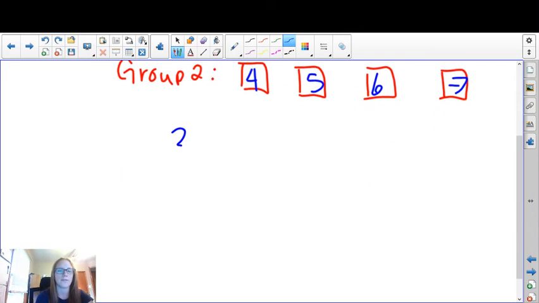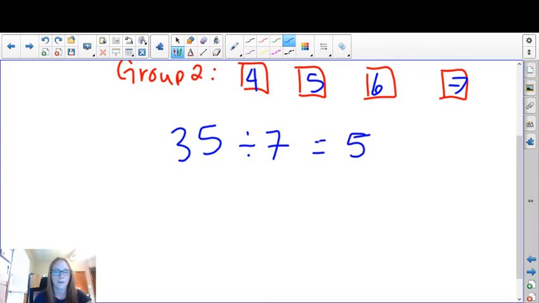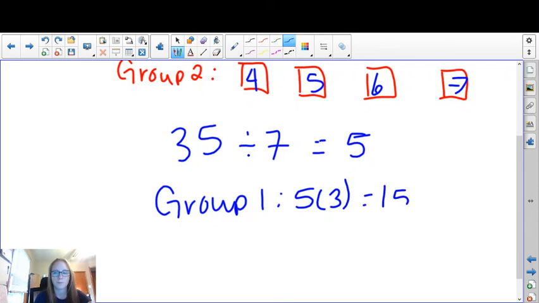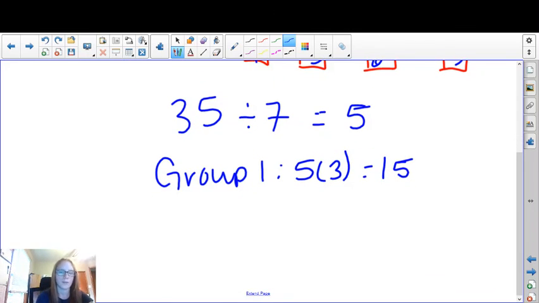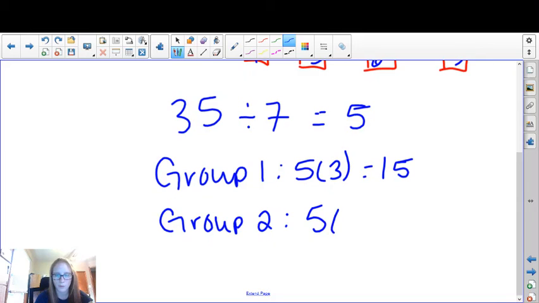And I know I can take 35 and divide that evenly 7 times. And so we see we should get 5. So 35 divided by 7 is 5. So in group 1, I had 5 times 3, which was 15. And in group 2, I had 5 times 4, which is 20. So in group 1, I'll have 15 cans, and group 2, I'll have 20 cans.